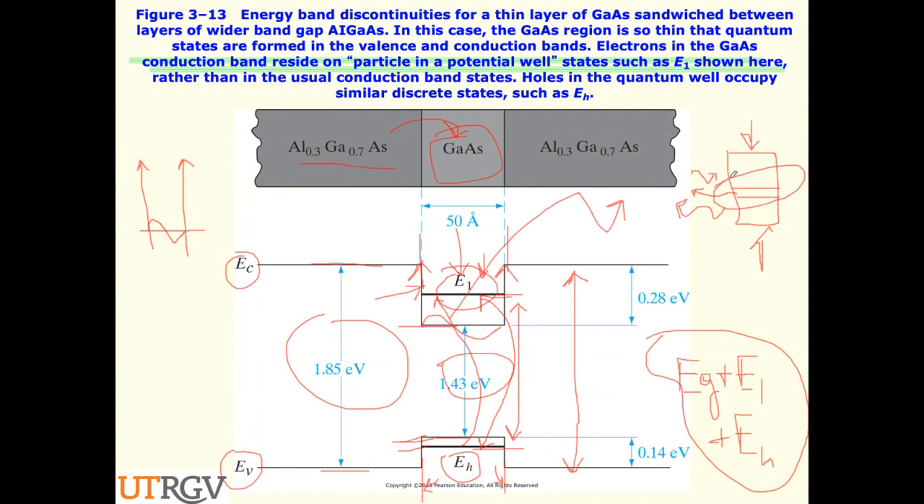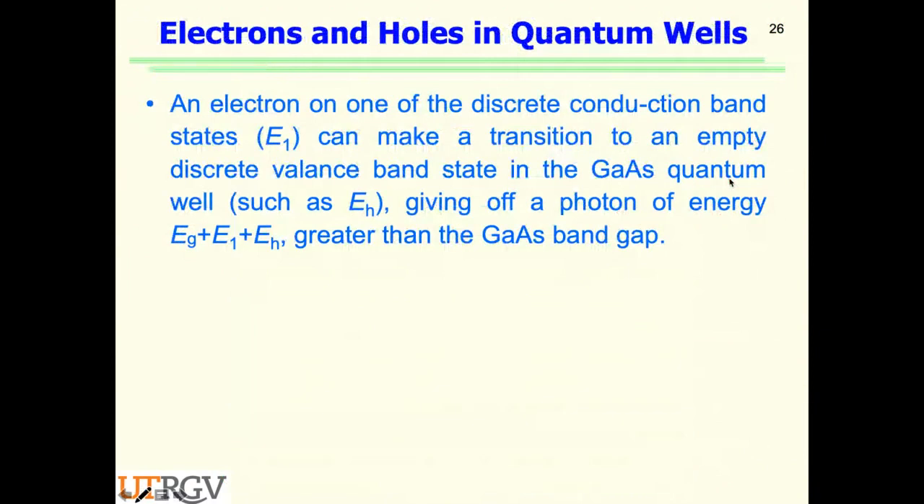That makes sense? This is a concept that you call quantum confinement, right? And this is the same thing given in English, that an electron can make a transition in a quantum well, giving off a photon of energy greater than the actual band gap, right?